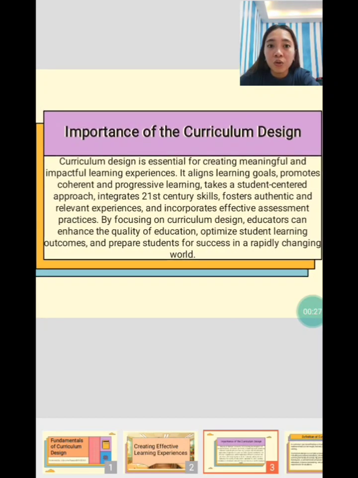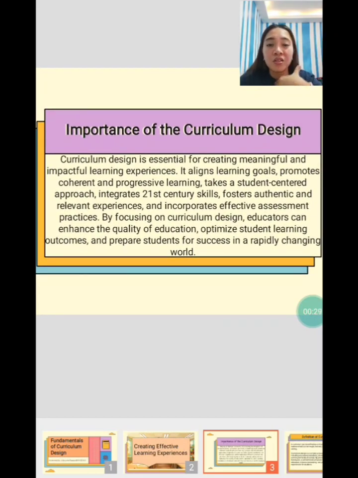It aligns learning goals, promotes coherent and progressive learning, takes a student-centered approach, integrates 21st century skills, fosters authentic and relevant experiences, and incorporates effective assessment practices. By focusing on curriculum design, educators can enhance the quality of education, optimize student learning outcomes, and prepare students for success in a rapidly changing world.